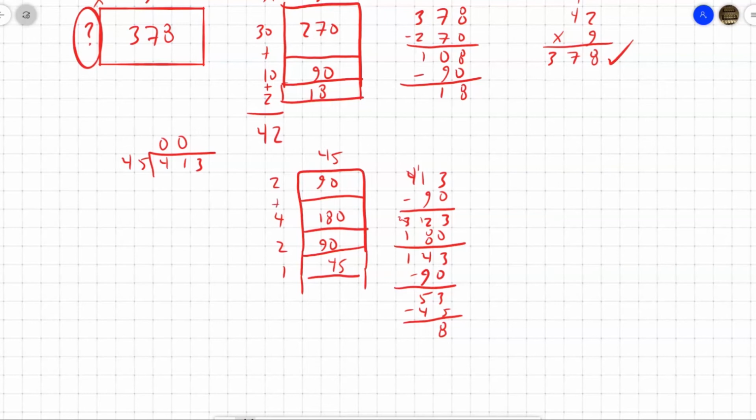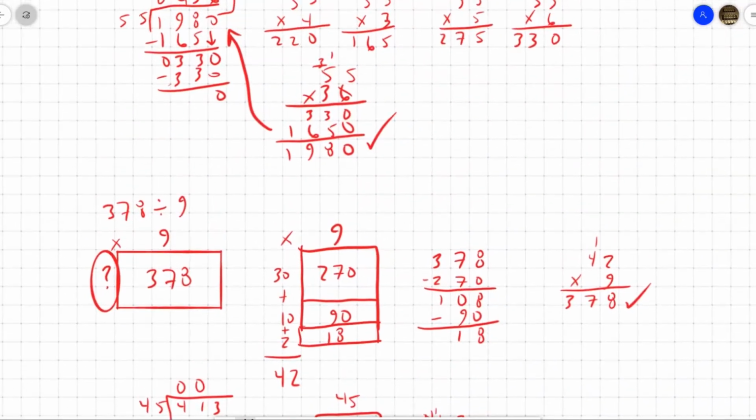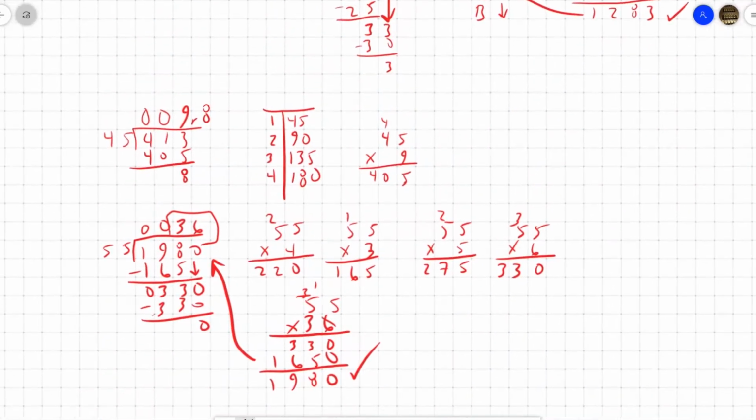So 2 plus 4 plus 2 plus 1. So that's going to be 9. And then with my remainder of 8, so 9 remainder 8 is going to be my answer. And when I look at what we did before, in fact, 9 remainder 8 was the answer that we got.